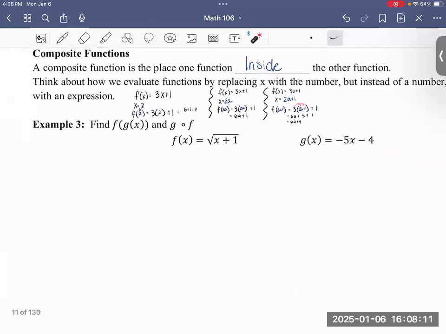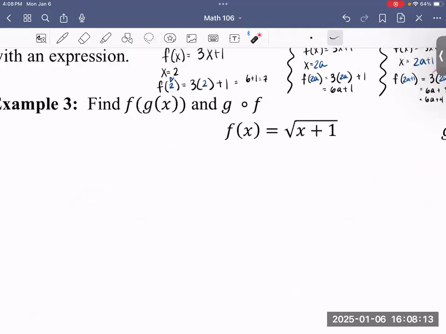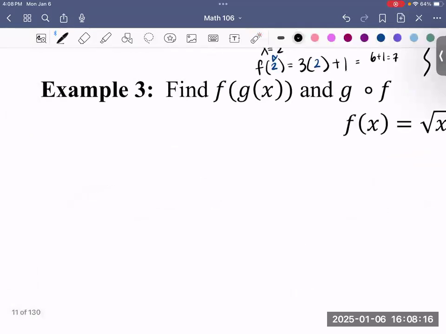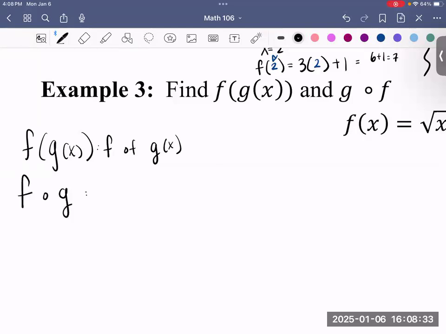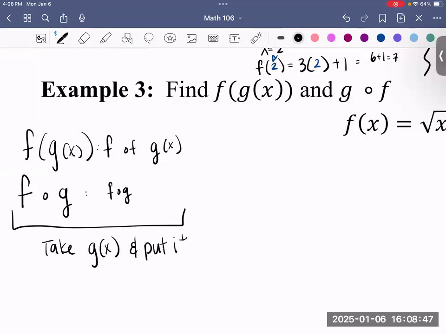Now, if we're asked to make the composite function, there are two ways to read these. It says f of g of x. This is also the same as f circle g, or fog. You might have seen that in the past. This is just saying take g of x and put it inside f of x.